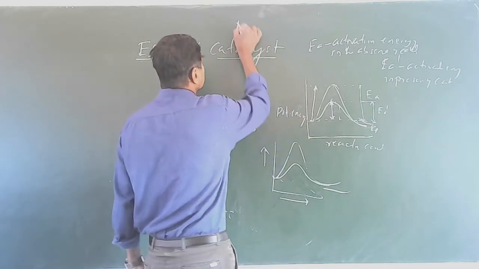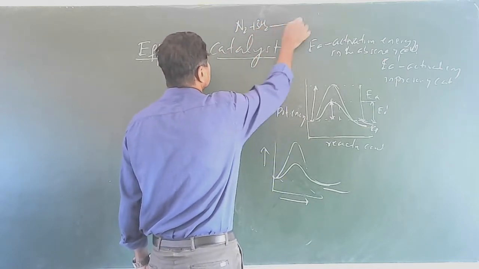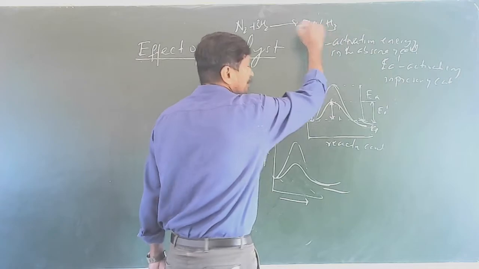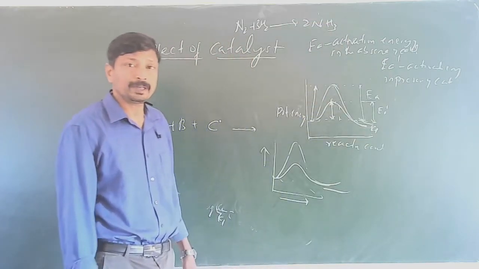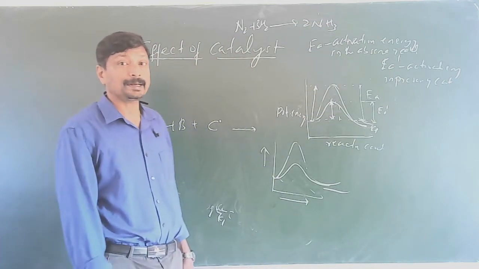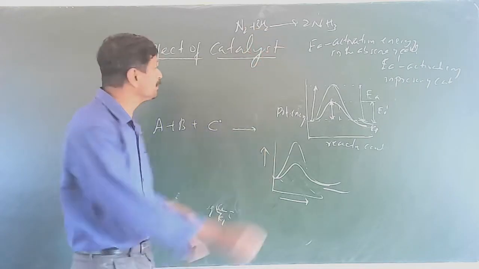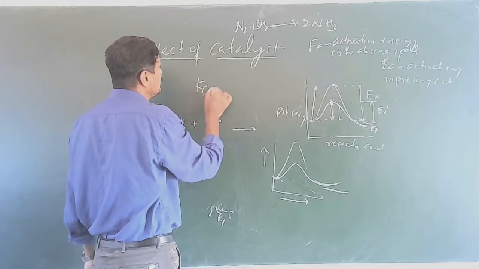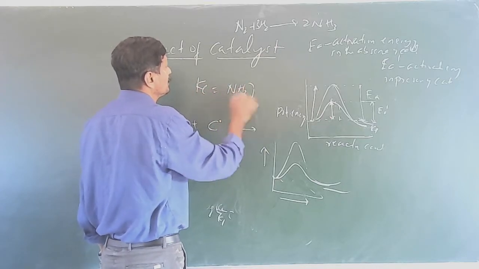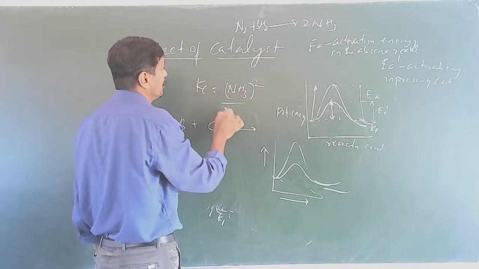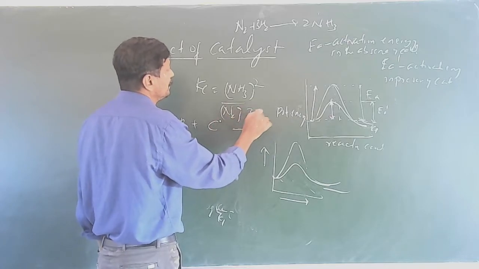N2 plus 3H2 giving rise to 2NH3. This reaction you have studied, the manufacture of ammonia. By using the catalyst, it does not change the equilibrium. What is the equilibrium constant here? Kc is equal to the molar concentration of NH3 raised to 2, over the molar concentration of N2 and H2 raised to 3.